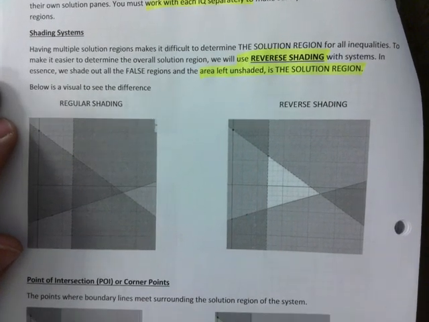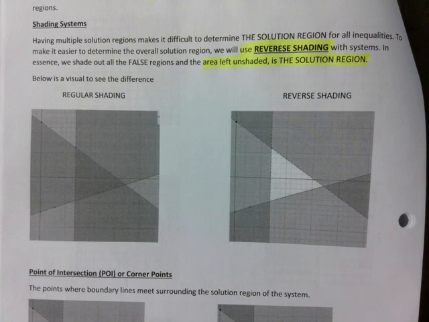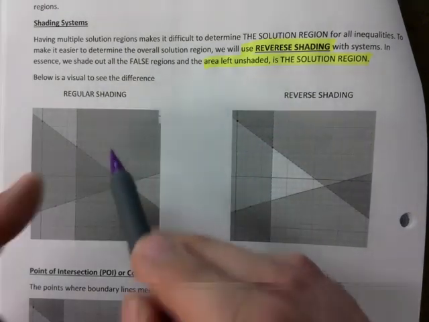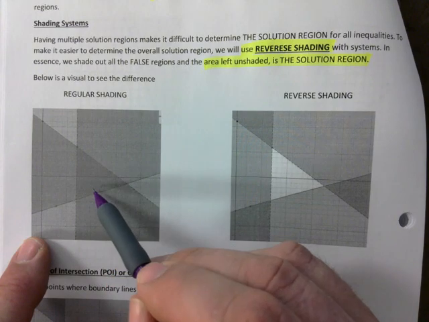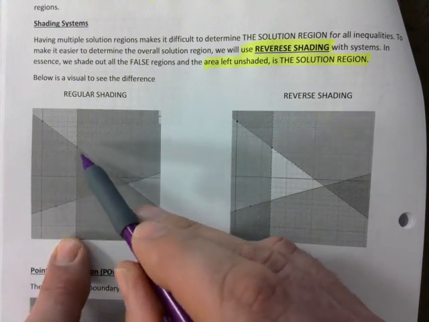Area left unshaded is your solution region. So I did this for you. I remember students having to copy these graphs for them to understand. But imagine a system and you graphed all three of them. There are 1, 2, 3 lines here. And technically the darkest region is your solution region.